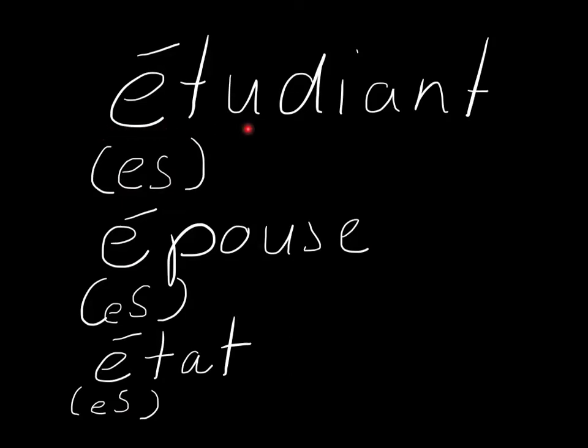Répétez. Étudiant, épouse, état. Notice how an E that's not accented is normally not pronounced unless it's followed by another consonant. So, épouse, état.